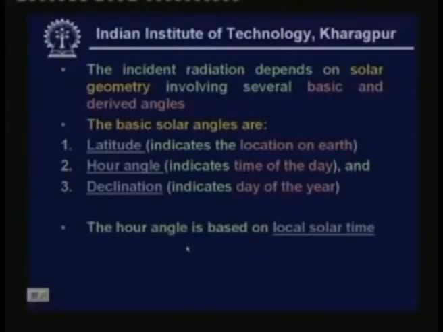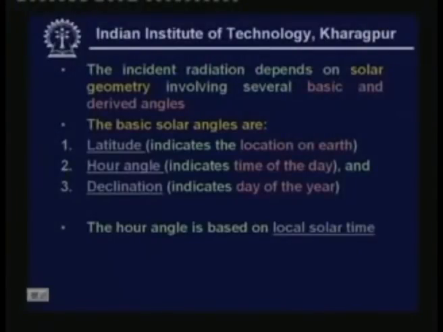You can see now that the basic solar angles depend upon three important parameters: the location of the surface on earth, which is indicated by the latitude; the time of the day, which is specified by the hour angle; and the day of the year, which is indicated by the declination. So location, time of the day and day of the year define the three basic solar angles: latitude, hour angle and declination.